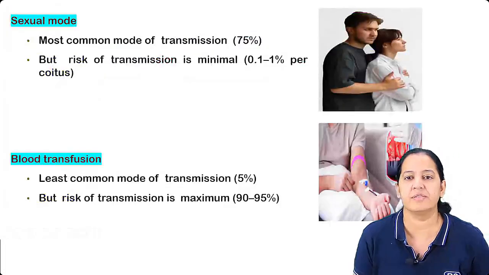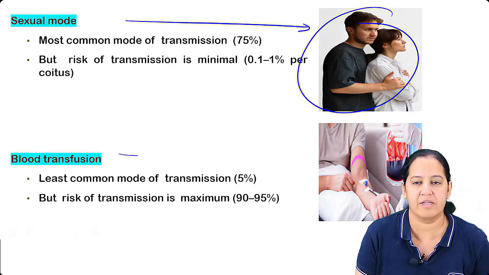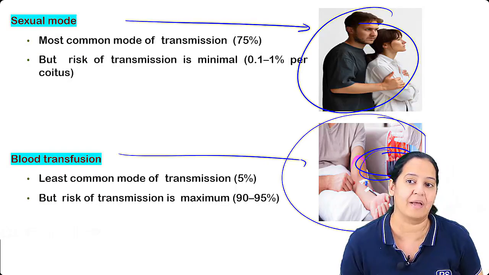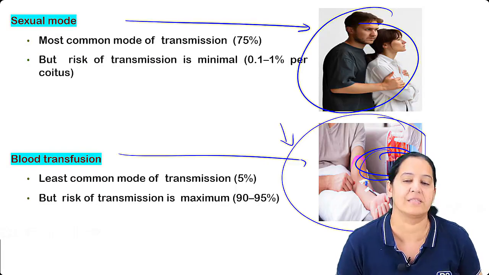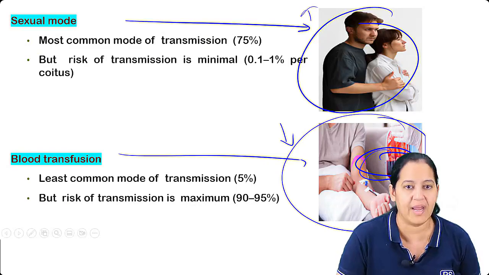Blood transfusion. See, this is sexual. Sexual route is there. Blood transfusion, via the blood. Blood is coming from the blood bank, so this route is very less nowadays. Most common is sexual. You are getting my point.